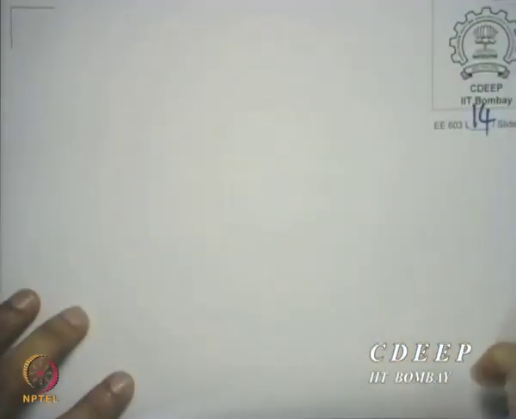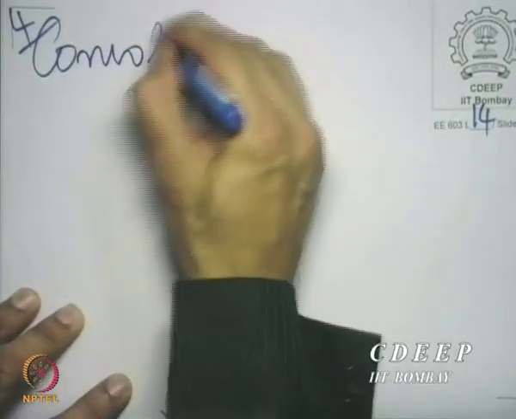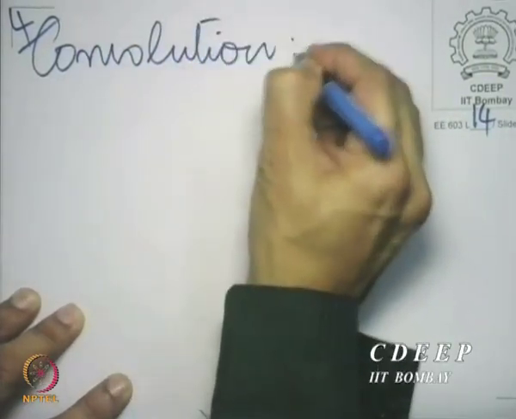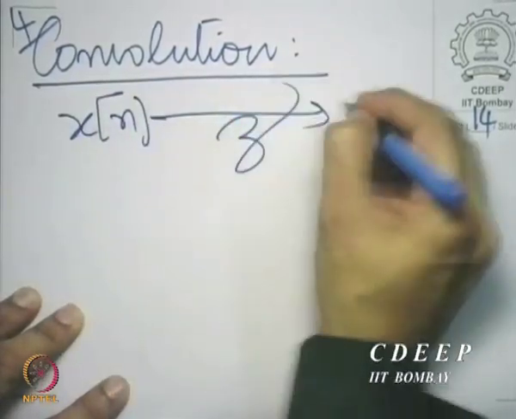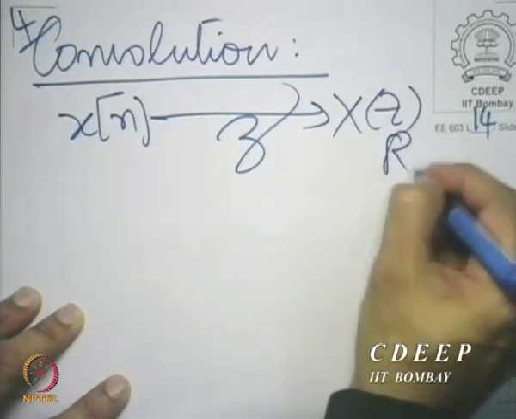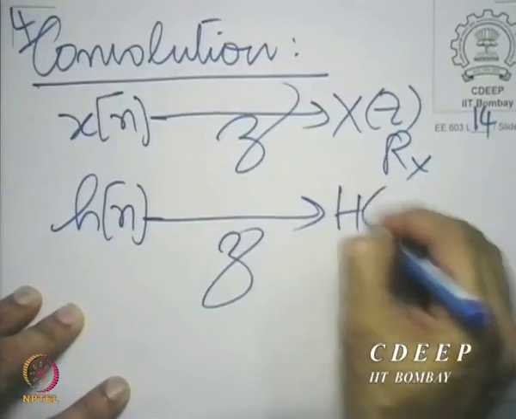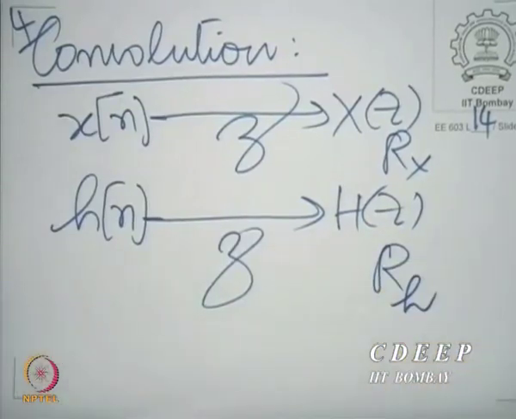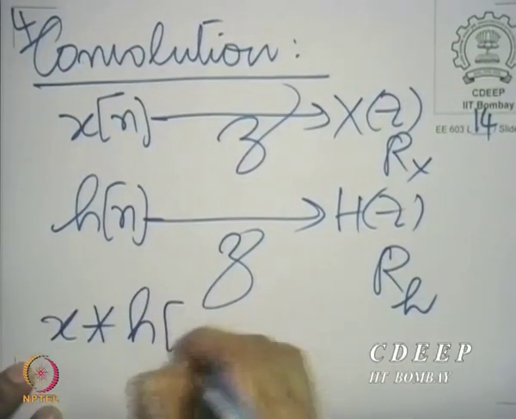Now, we look at a very important property of the Z transform, namely the property of convolution. That is the real value of the Z transform. So, what happens when we convolve two sequences? Let x[n] have a Z transform X(z) with a region of convergence Rx, and let h[n] have a Z transform H(z) with a region of convergence Rh. We ask, what is the Z transform of the convolution of x with h?